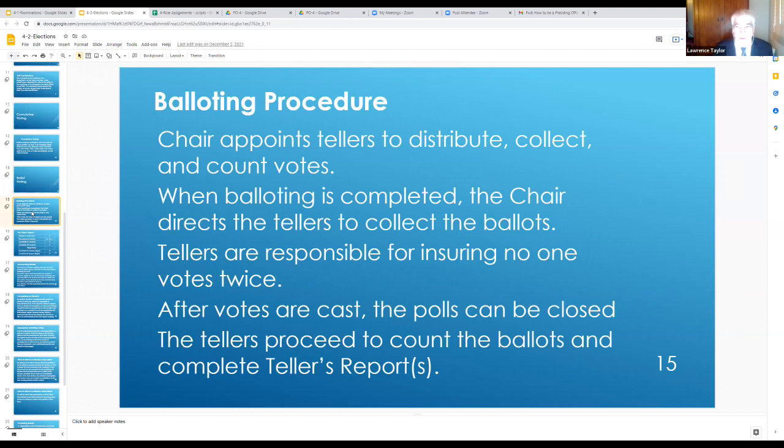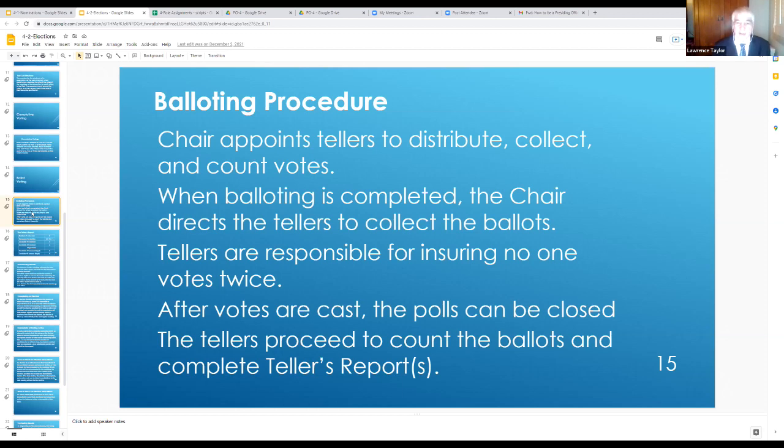This is always a more complicated process. I know of an organization that had to postpone the elections because they got into the meeting and found out that they were in way over their head with the ballots. So again, if you're going to do balloting, it's really important to have a meeting in advance so that you've worked out all the details.